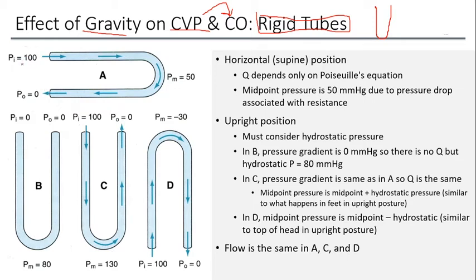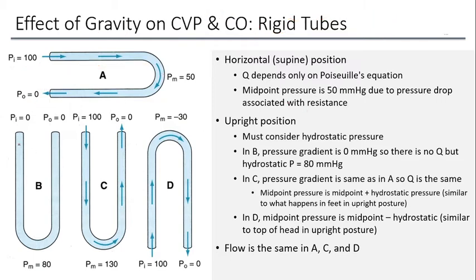So if we have a starting pressure here of 100 and an ending pressure of 0, as the blood travels along and gets further away, there is a greater length change, right, and a greater resistance. And so by the time you reach the midpoint, the pressure is half, right, 50 here, due to that pressure drop associated with the increasing resistance as we increase the length.